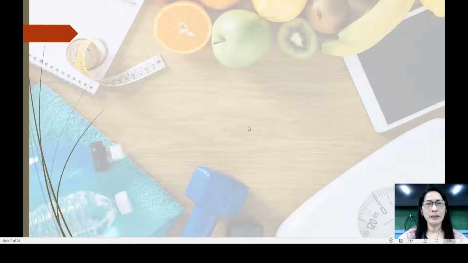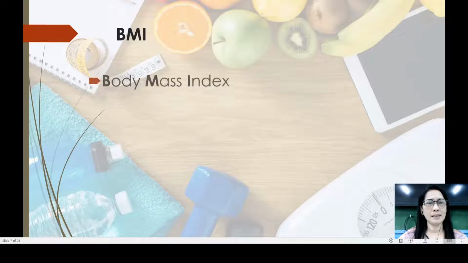So why do we get your height and weight? Have you heard about BMI? BMI, what does BMI stand for? BMI means Body Mass Index.